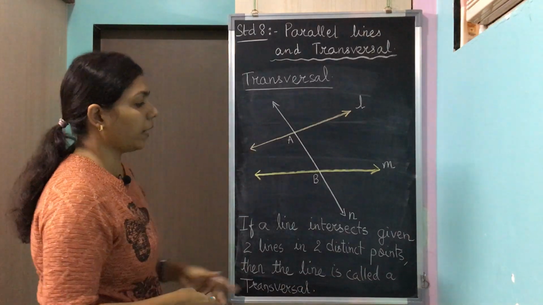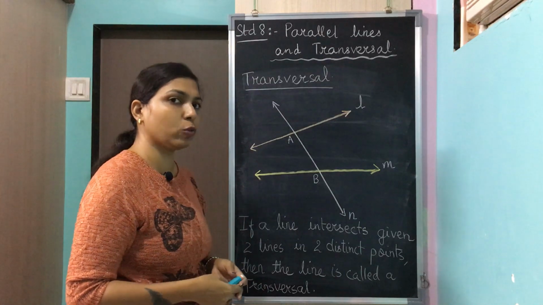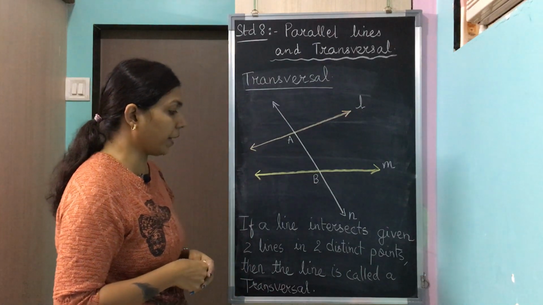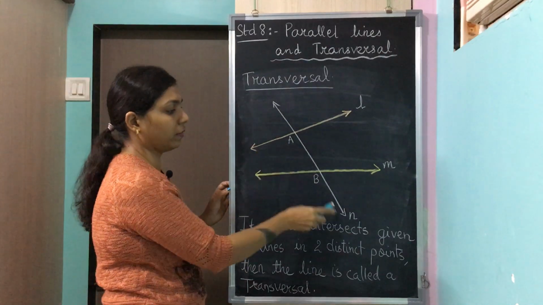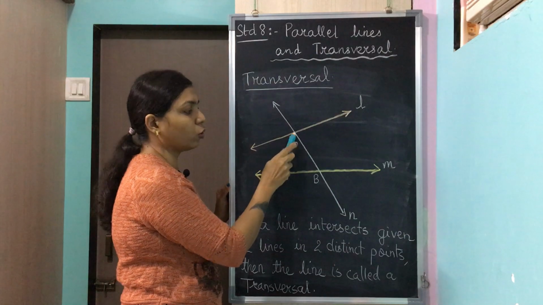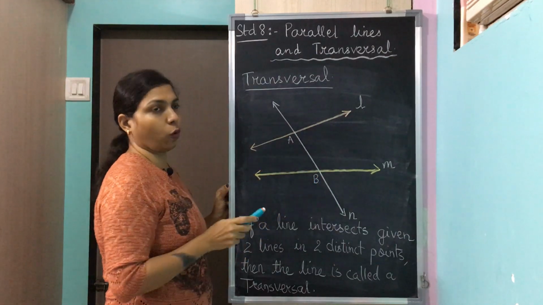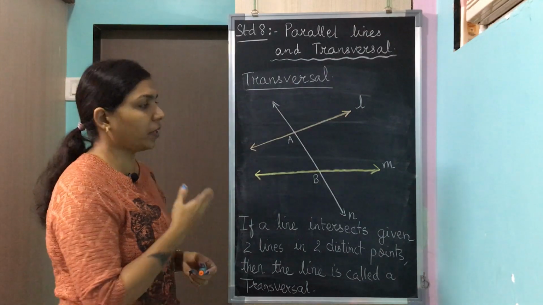Okay, so if a line intersects two other lines in two distinct points, then that line is called a transversal. So you have this line which is cutting two other lines in two distinct points. So this line is called your transversal. Please copy this down.